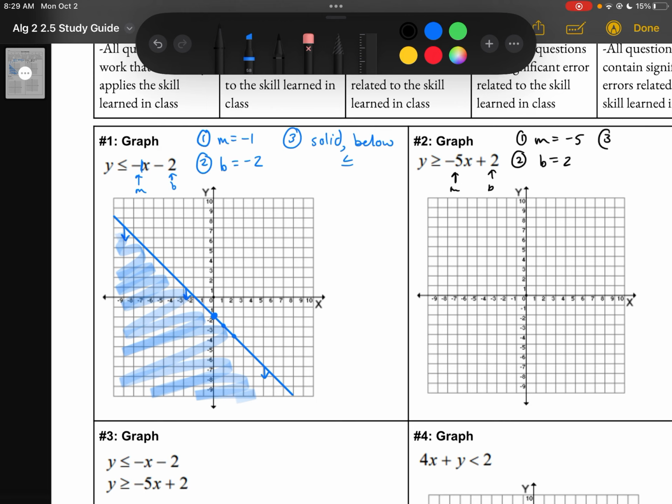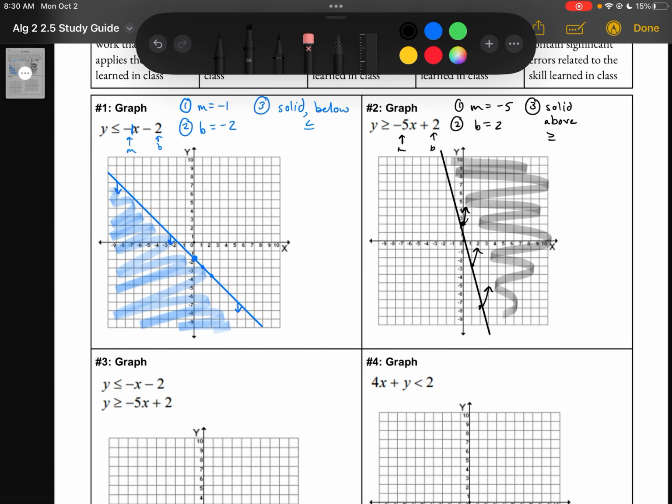And then for our third step here, again, it's going to be solid. This time we are going to be above because we have the greater than symbol. So starting off at +2. And again, a negative slope this time is going down 5 and over 1. And connecting the dots through our line. And then above means that we are at every point going above this line.